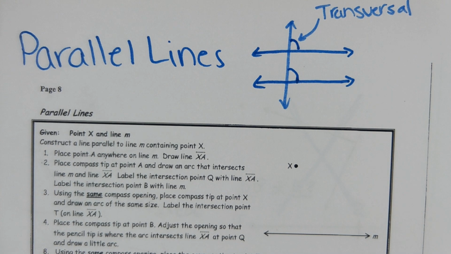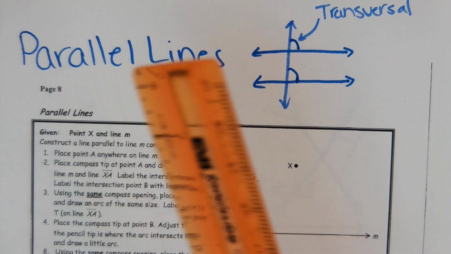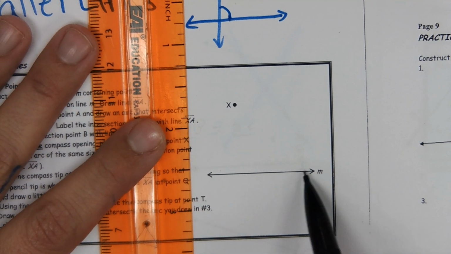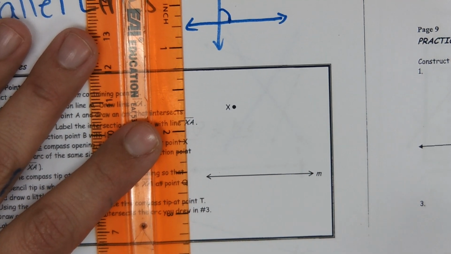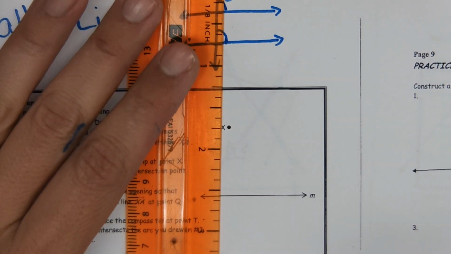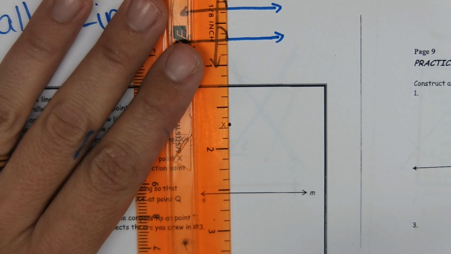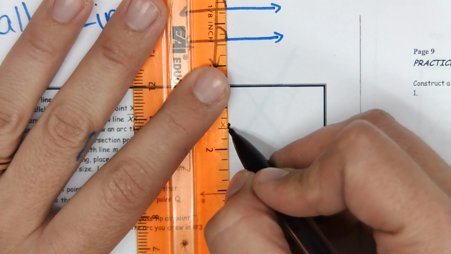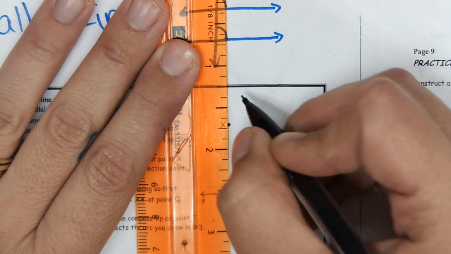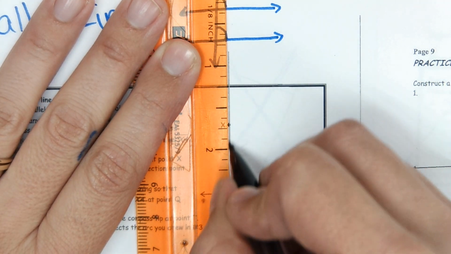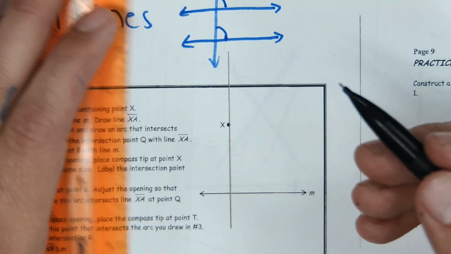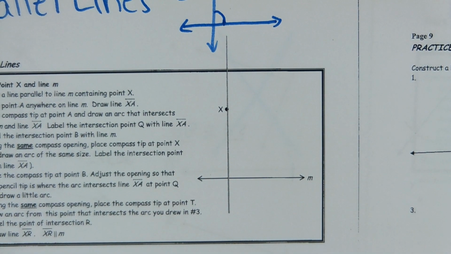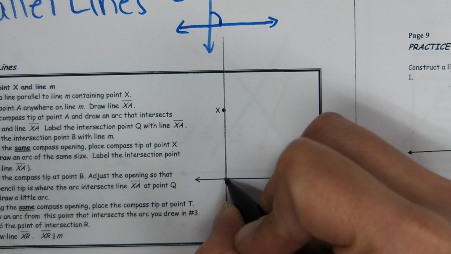So step one, we're going to use the straight edge. And we are going to make a line parallel to M that goes through point X. So we are going to draw the transversal at this point. So we have to draw a line that goes through point X and point M like this. And make it pretty far above X too. You're going to need it. And we'll label this point A.